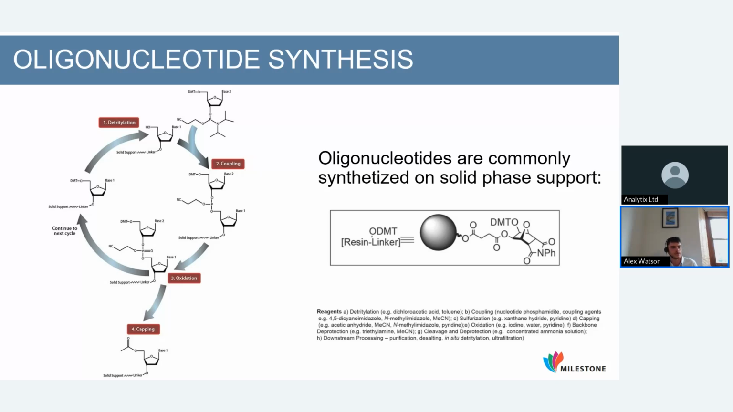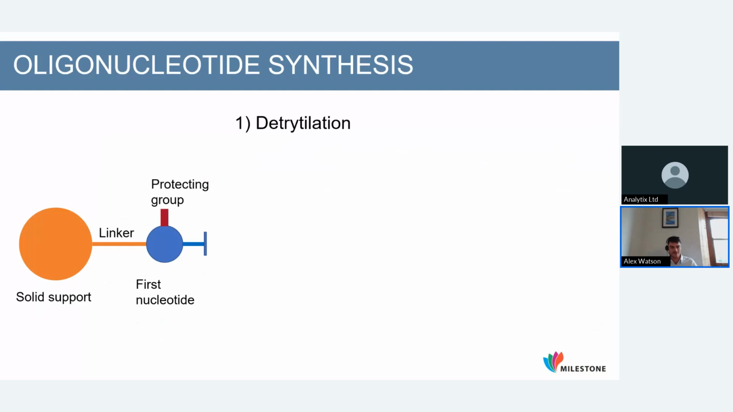So let's look at each of these stages in a little bit more detail. Just note this is going to be a bit of a simplification, just for the purposes here, to give us a nice idea. So firstly, we've got our solid support, and this is what's actually holding our oligo. So we're using a linker to connect our solid support to our first nucleotide in the nucleotide chain. We've got our protective group. This sits on our nucleotide and it prevents any unwanted side chain reactions.